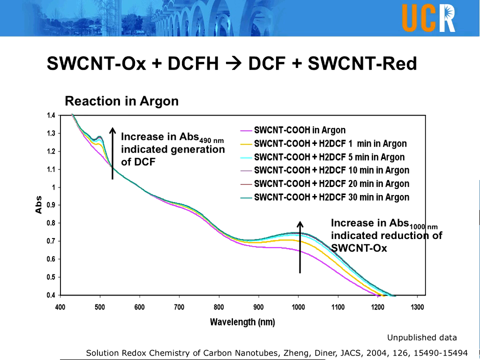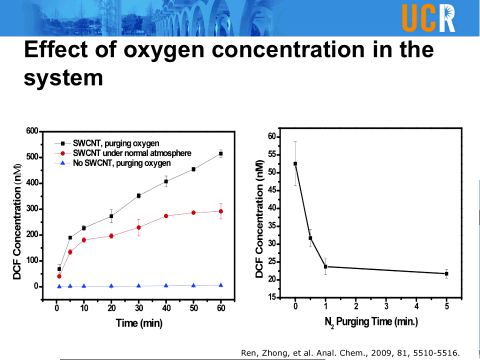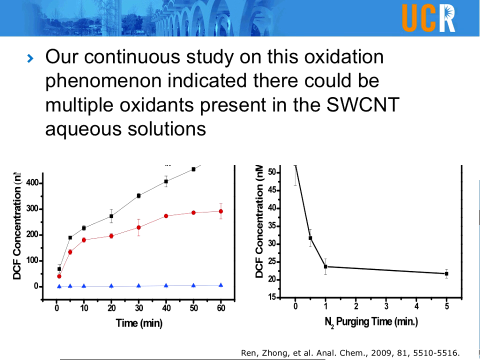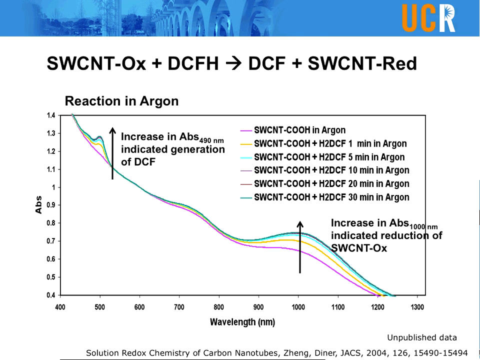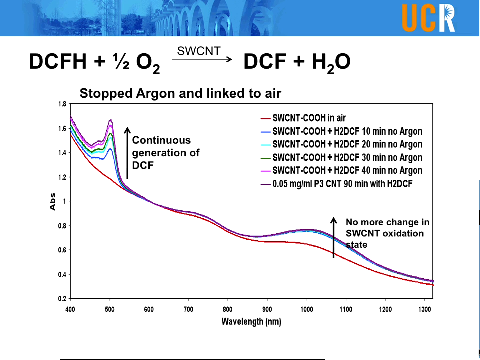So this amount of the DCF generated could be from the carbon nanotube itself, which is the residue of the DCF design in the nitrogen purging solution. But once we stop the argon here and then actually expose the solution to atmosphere, the oxidation will continue. Oxidation of DCFH will continue.